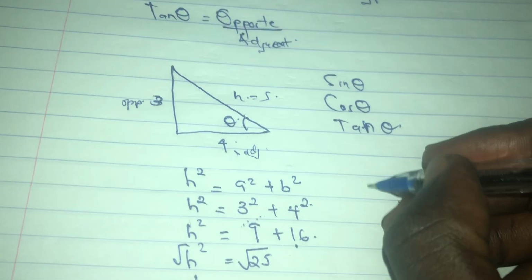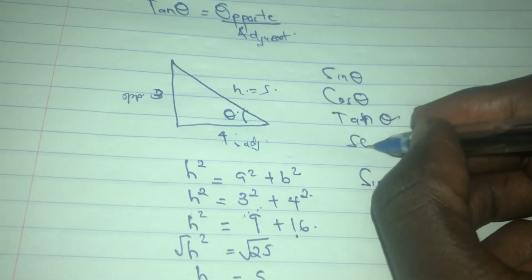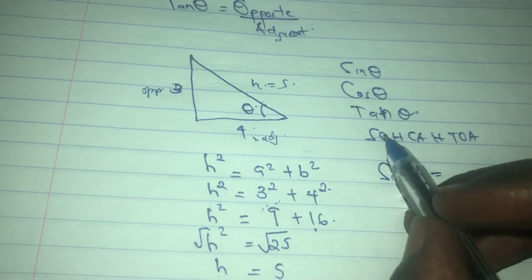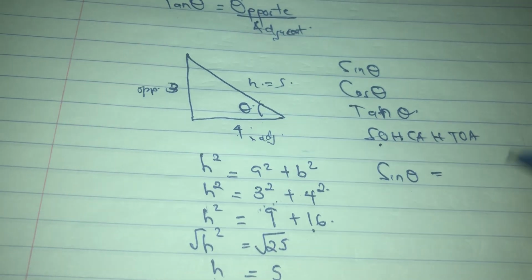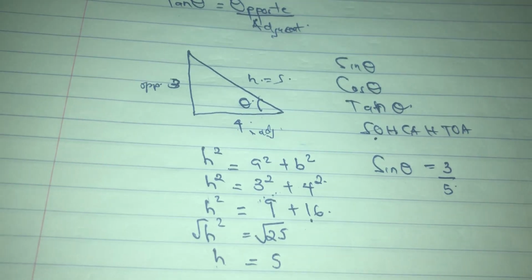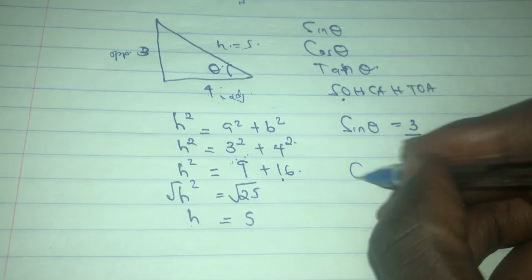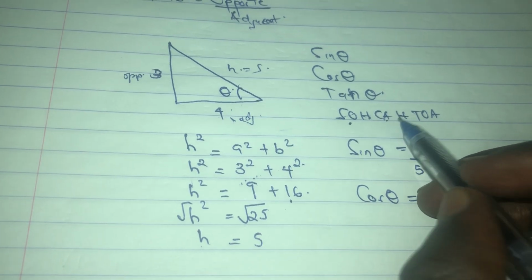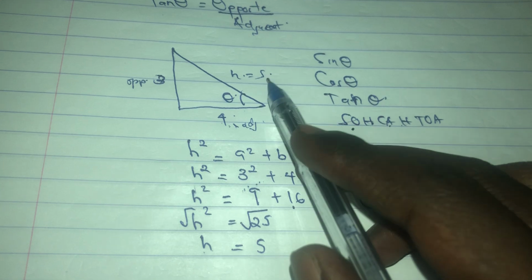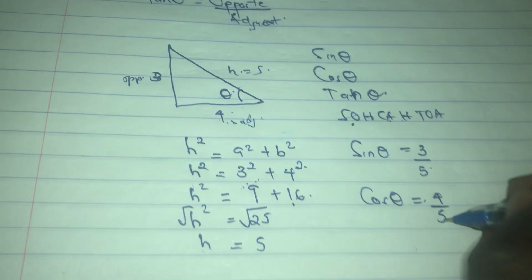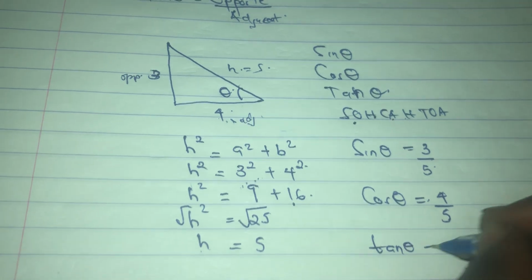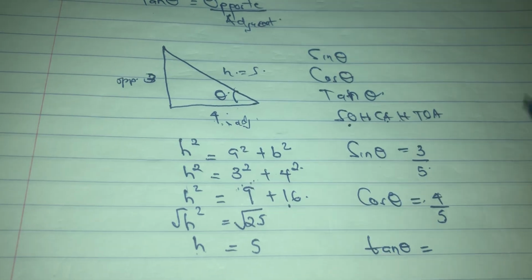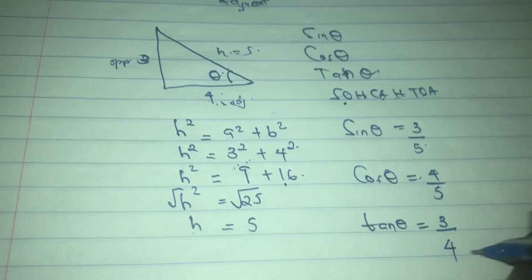So to get our sine theta, remember we use our SOHCAHTOA. Our sine is opposite over hypotenuse. Our opposite is 3 over our hypotenuse, which is 5. Our cos theta is, remember, adjacent over hypotenuse. Our adjacent is 4 over 5, which is our hypotenuse. And tan theta equals opposite, which is 3, over adjacent, which is 4, so it is 3 over 4.